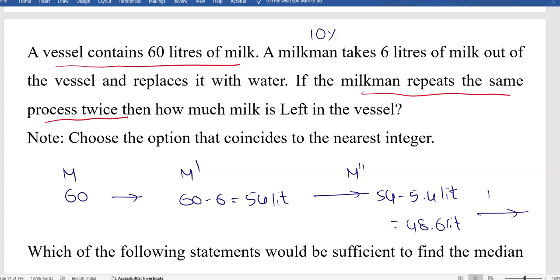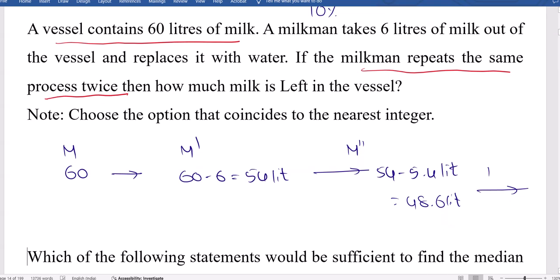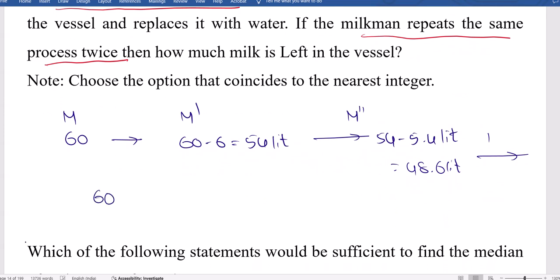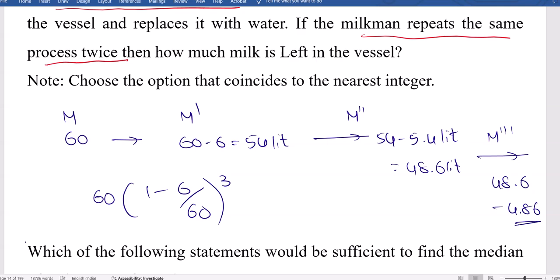But this is the approach. But in this question, what is the problem? It's not about percentage or not exactly cancelling. This is one approach, or else from an equation point of view, 60 into (1 minus 6 by 60) whole cube. Why whole cube? 3 times. So this value, or you can do like this. This is 1 by 10. Cancelling will happen. 9 cube by 10 cube, 9 cube is 720.